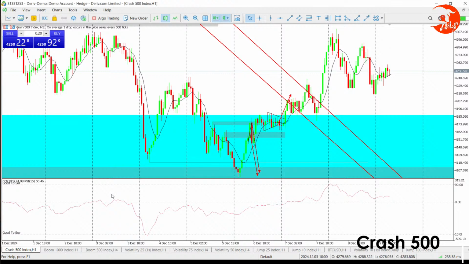All right, so let's head over to Crash 500. Now, it reached our TP level. Did I miss this opportunity, or did I enter it? Let me check. It hit the TP level that we wanted. Where is it? Trade history. Yeah, I forgot to close. I had entered it again here.